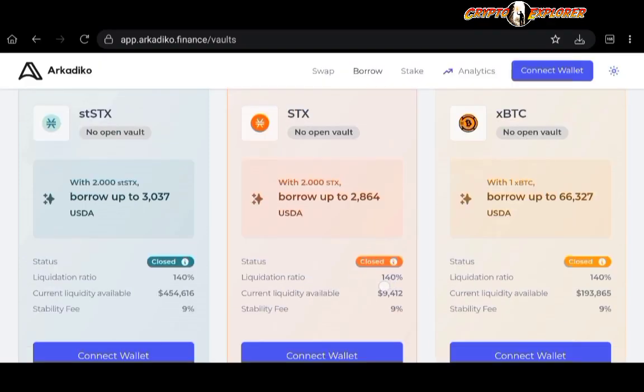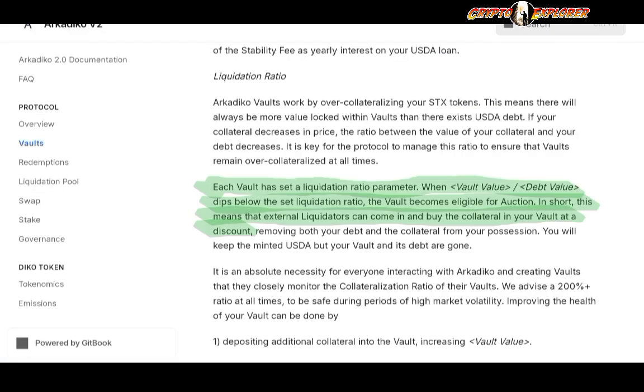So each vault has its own liquidation ratio. When the current ratio dips below that, then the vault becomes eligible for auction, meaning that external liquidators can come in and buy the collateral in the vault at a discount. This will remove any debt and also the collateral from your possession, but you will keep the minted USDA.